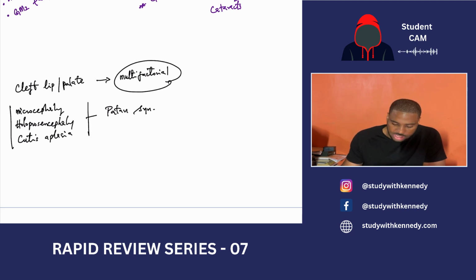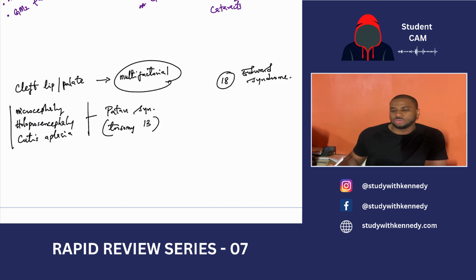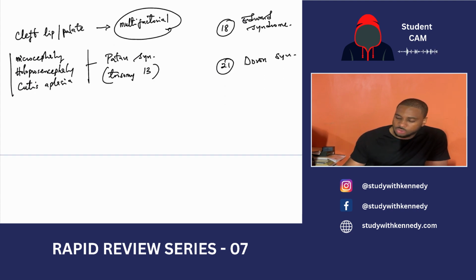What's the chromosomal abnormality? What trisomy is Patau? 13. Trisomy 13. What disease is trisomy 18? Edward syndrome. Edward syndrome will be trisomy 18. And of course, Down syndrome is 21, right? Yeah. All right, we talked about cutis aplasia.